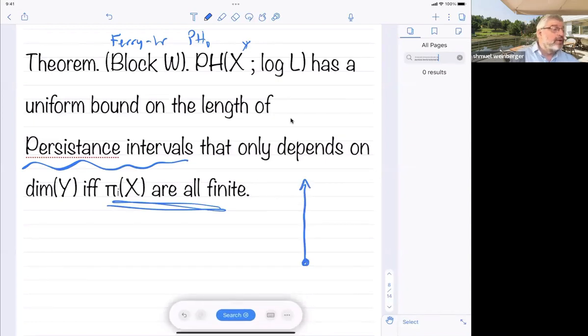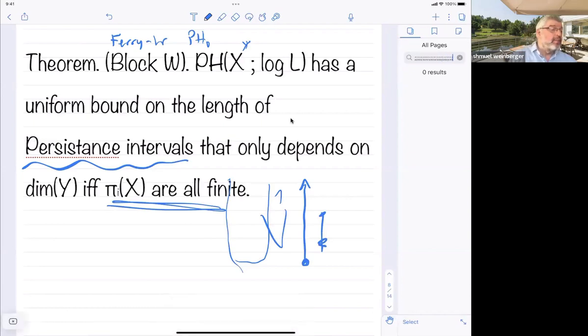Over here I want to look at the function space, and it looks sort of crazy. We know that there's a bound on the length of the intervals, but also there's a bound on the diameter.